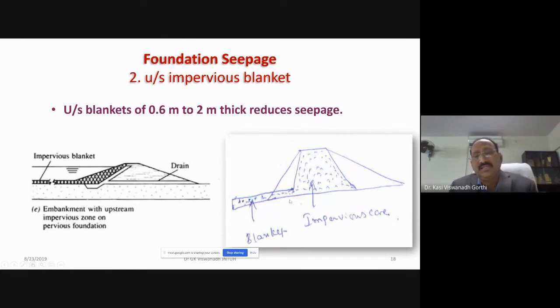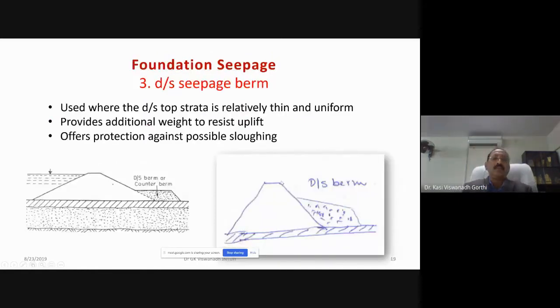So you can see here also in this line diagram how a blanket has been provided. This blanket is provided monolithic with this dam section, covering the entire upstream portion. Third one is the downstream seepage berm. This is used where the downstream top strata is relatively thin. Of course, it should be uniform also. It provides the additional weight to resist the uplift and it offers protection against the plausible sliding on the downstream portion. So you have a downstream seepage berm.